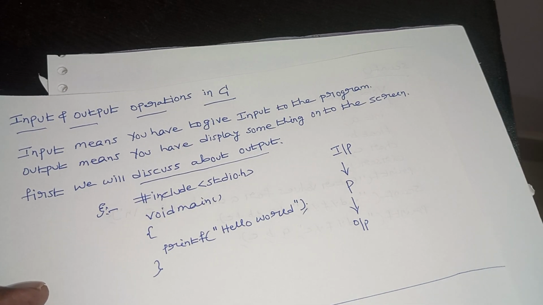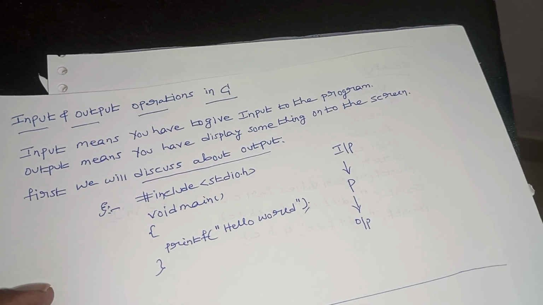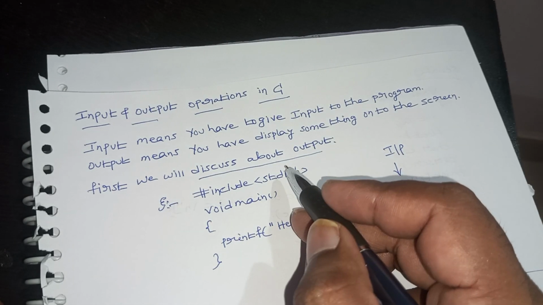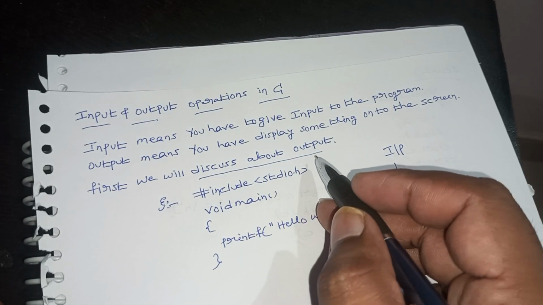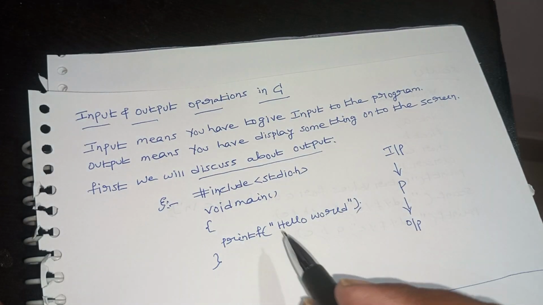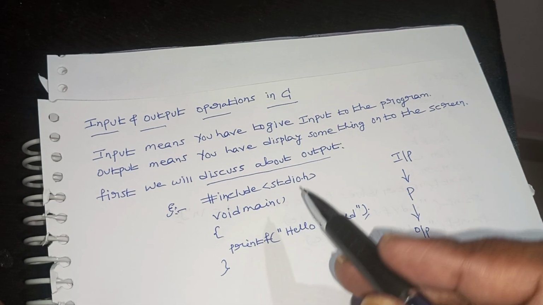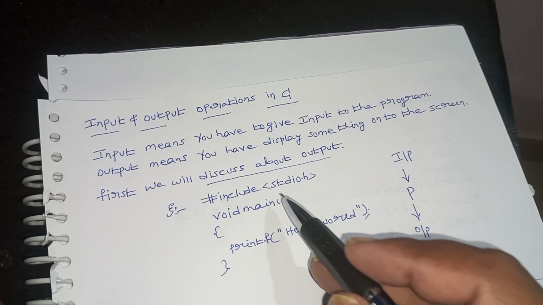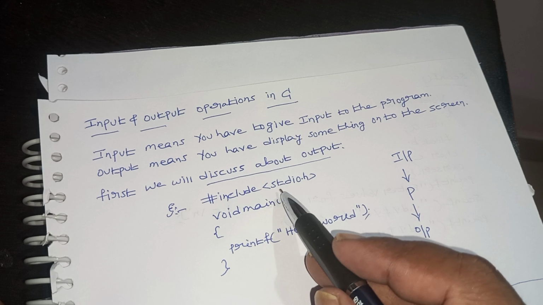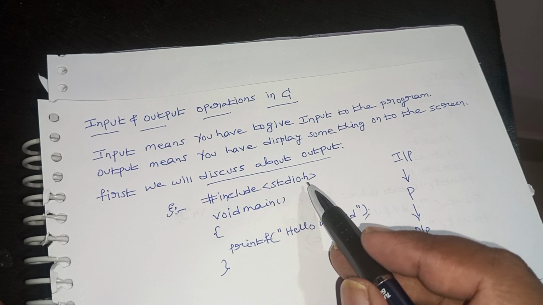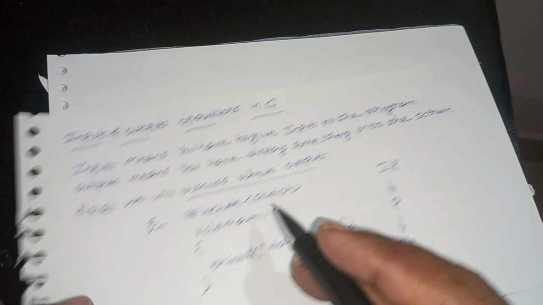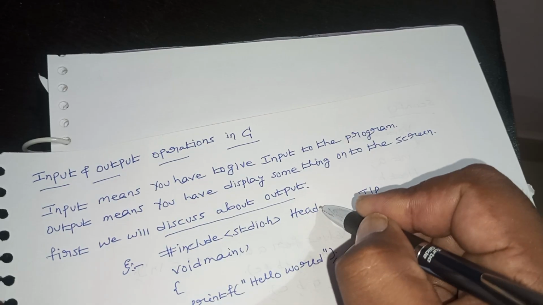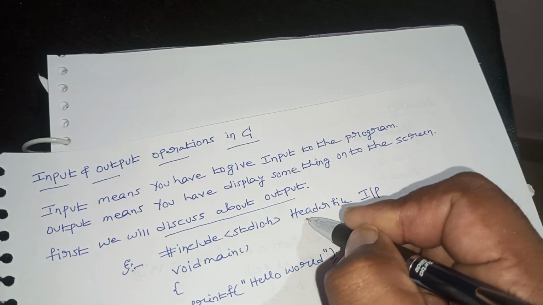Now first, we will discuss how to print anything onto the screen, that is called the output function. This is a very basic example. #include <stdio.h>. What is the meaning of stdio.h? It is the standard input output header file. This section is called the header file section.